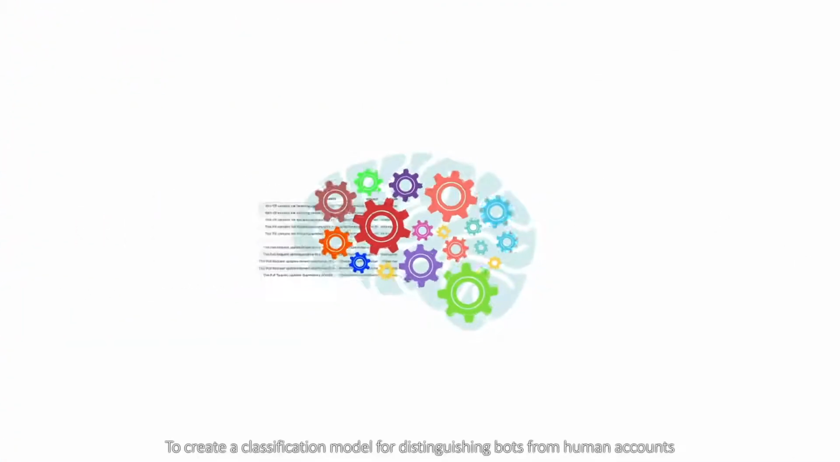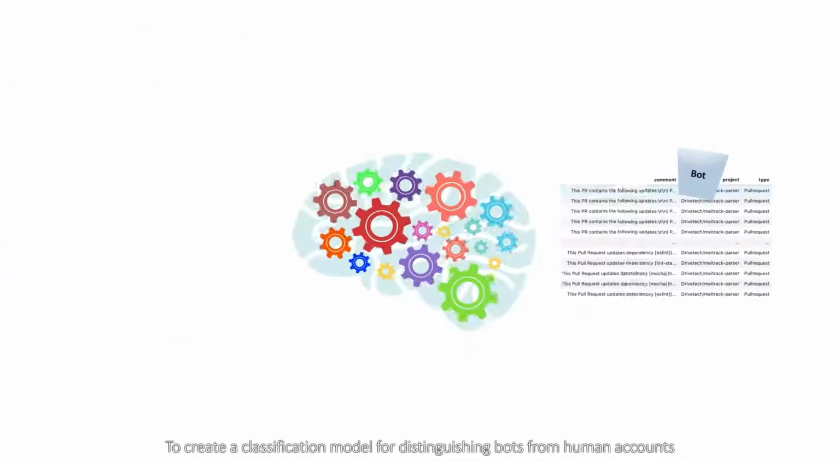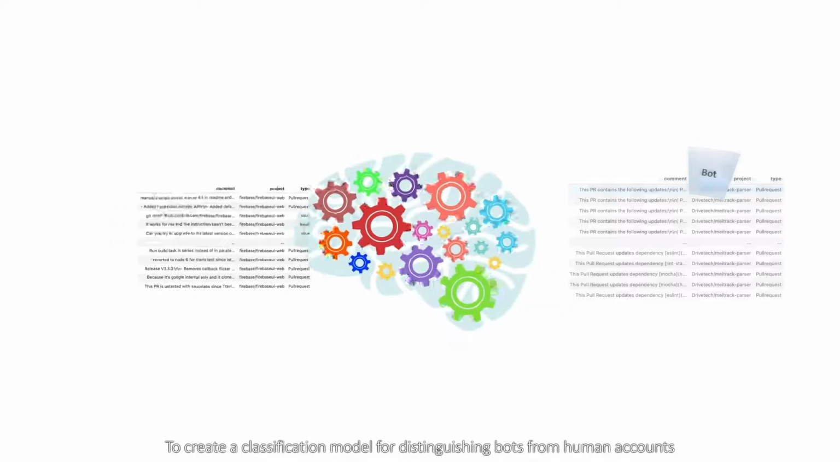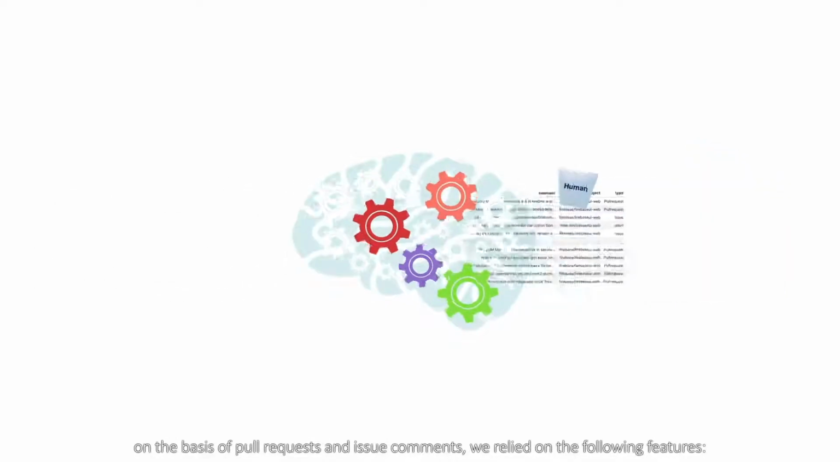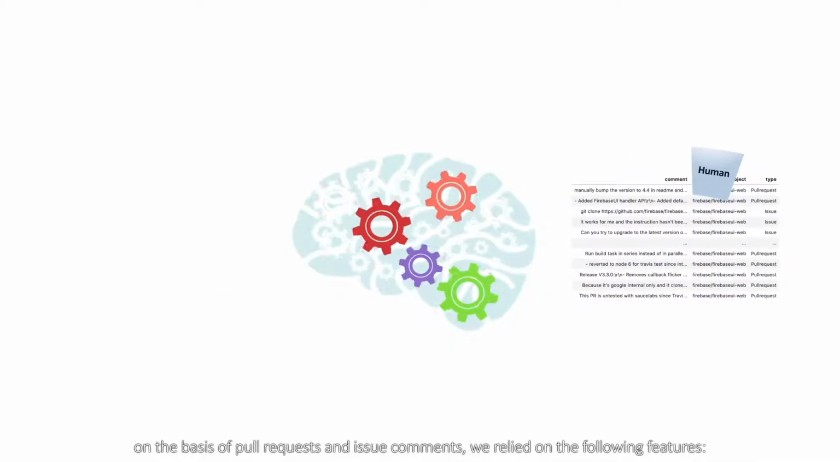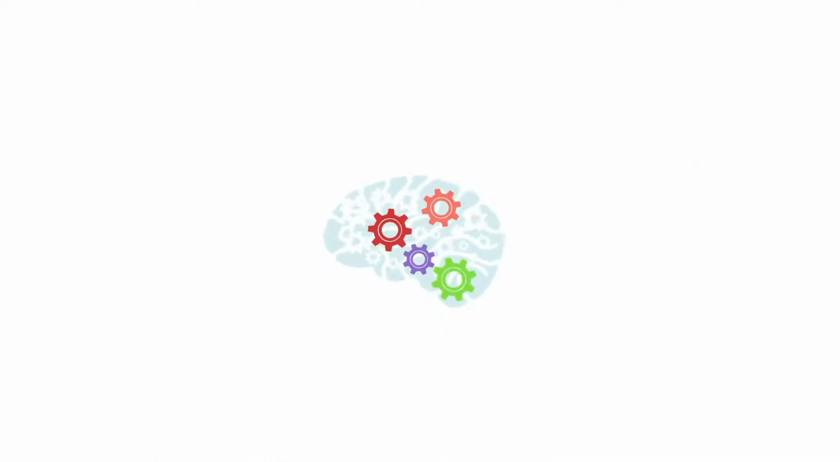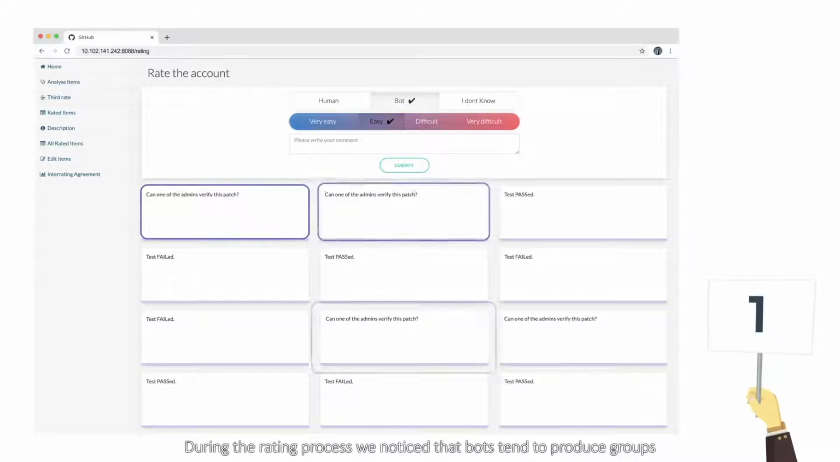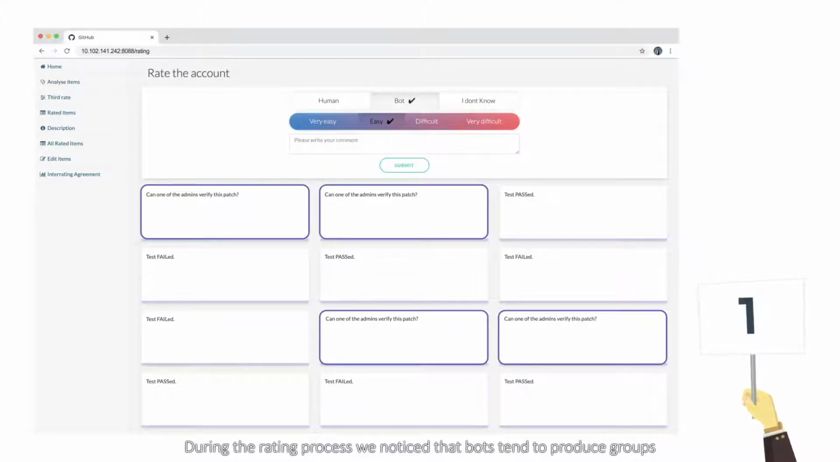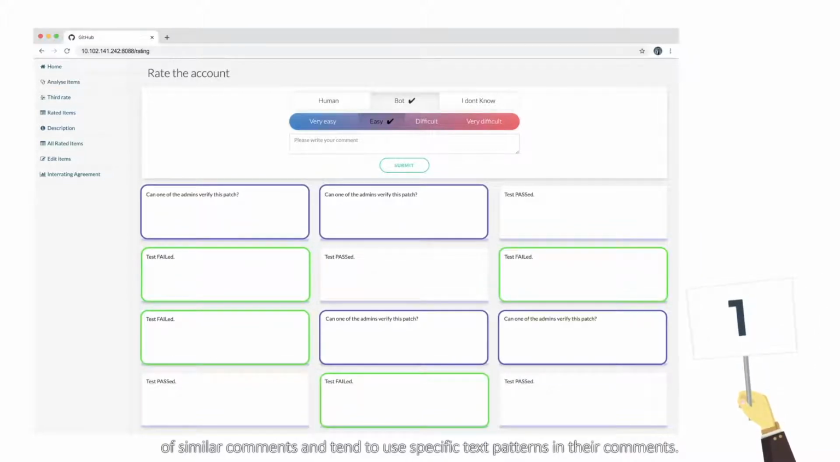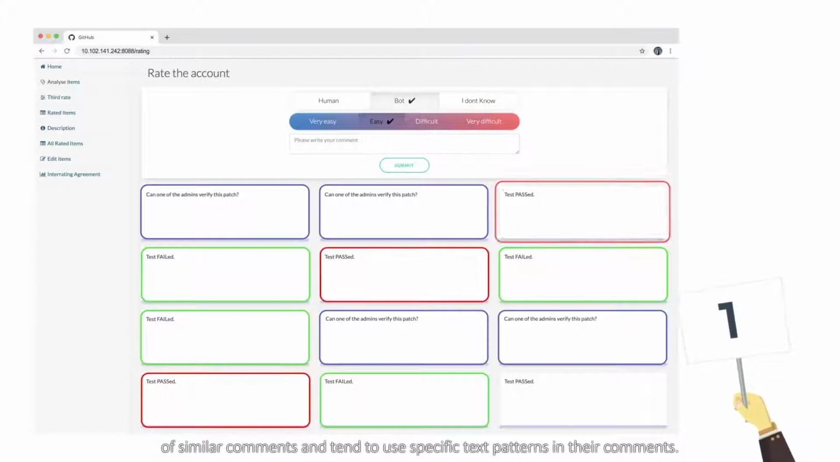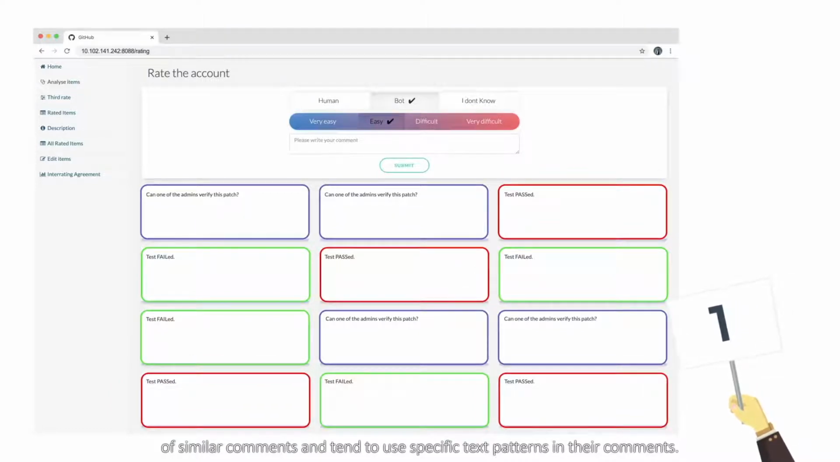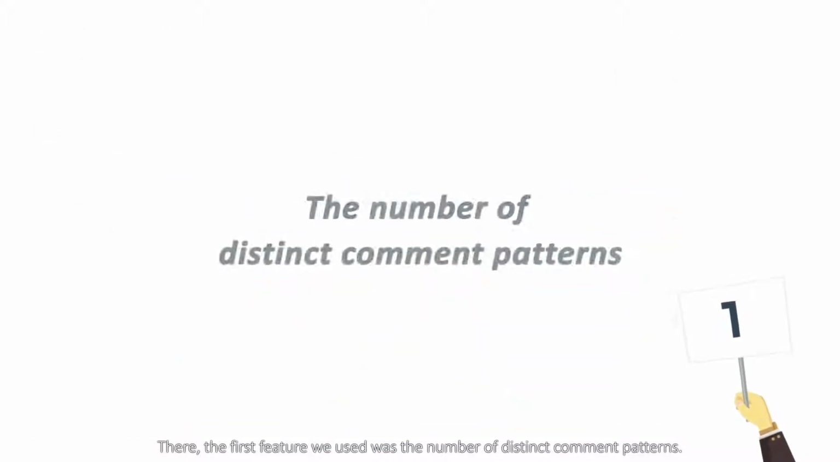To create a classification model for distinguishing bots from human accounts on the basis of pull request and issue comments, we relied on the following features. During the rating process, we noticed that bots tend to produce groups of similar comments and tend to use a specific text pattern in their comments. Therefore, the first feature we used was the number of distinct comment patterns.